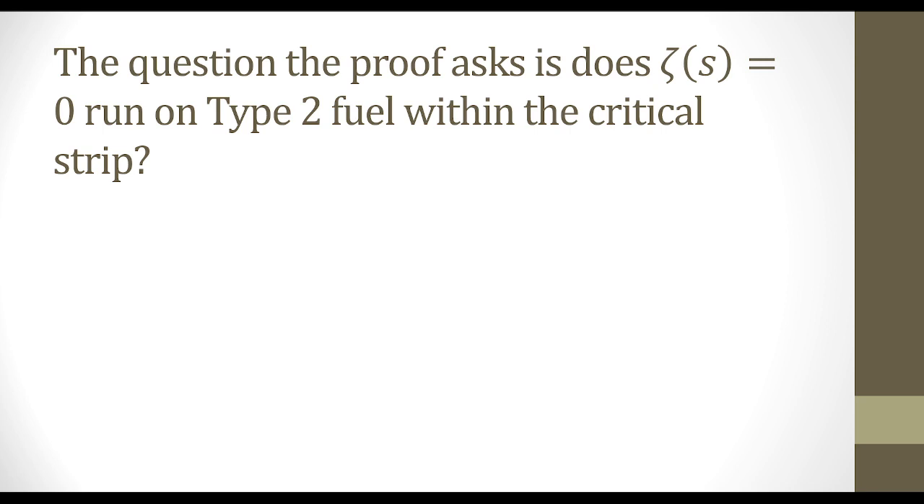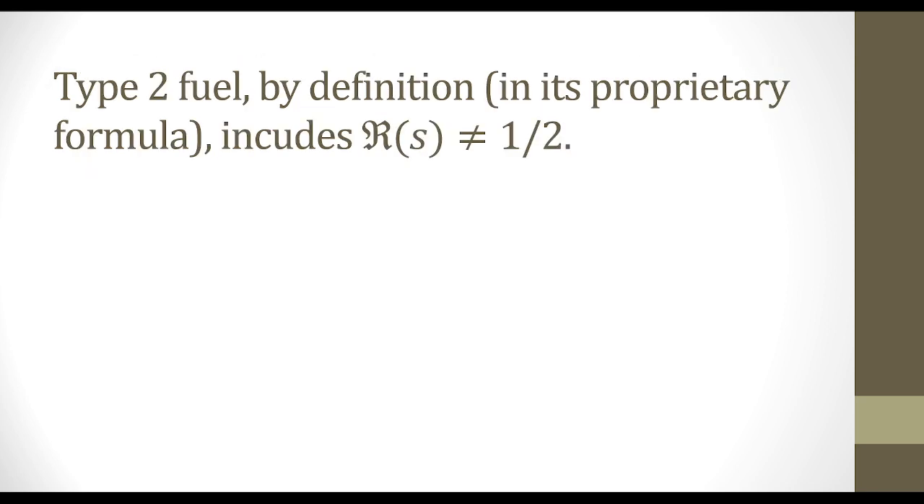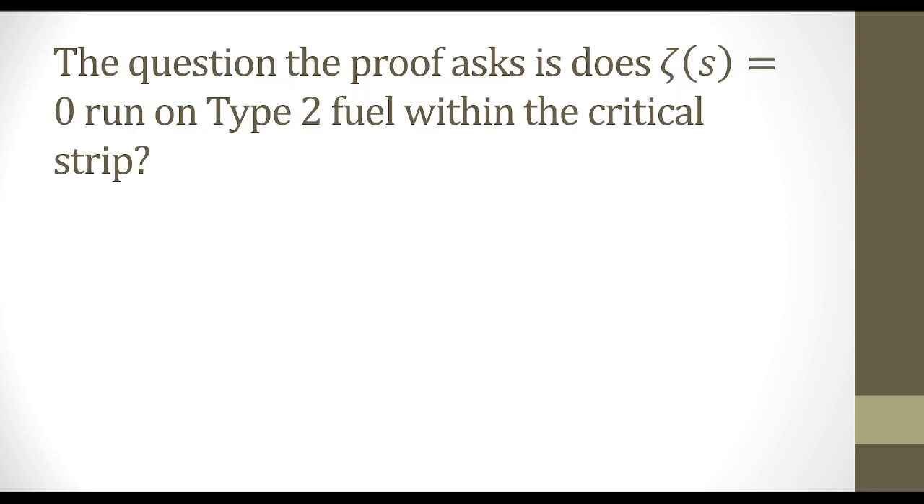The question the proof asks is, does zeta of s equal 0? Does it run on type 2 fuel within the critical strip? We're asking in terms of the real part, and the real part answer is no, it doesn't. It can't. If you ask upsilon, it's like, yeah, everything's working right. All solutions are possible. And you ask the real part, it's like, no solutions are possible. That's the law of non-contradiction. And who are we asking? Do we care about upsilon? His electrical system's running fine. No, I'm functioning fine.